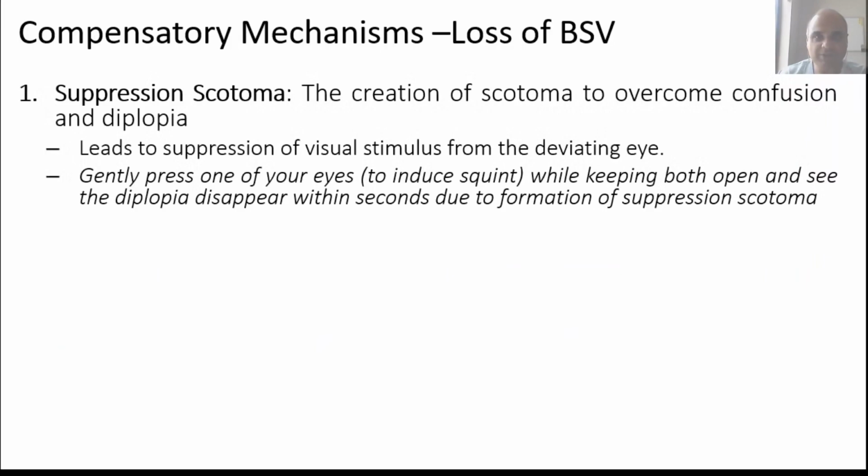Let's talk about separation scotoma and see what happens. Separation scotoma is simply a scotoma that is formed to overcome confusion and diplopia. And what it does is it simply suppresses information coming from the deviating eye, the squinting eye. And as I said, if you gently press one of your eyes to induce diplopia, if you keep it pressed for a bit, the blurry image would disappear. And that image disappears simply because the separation scotoma sets in.